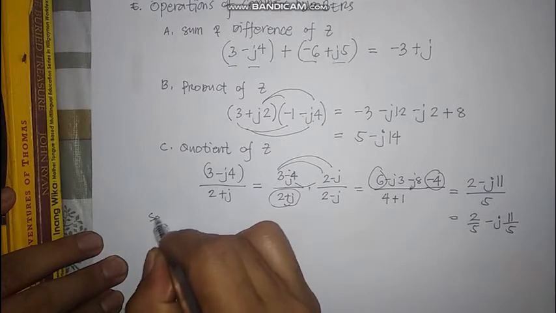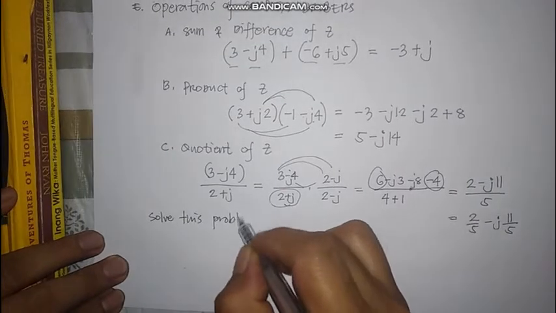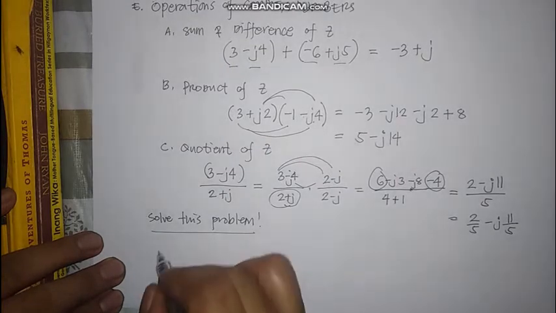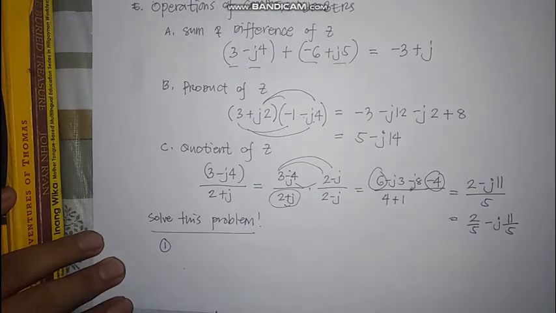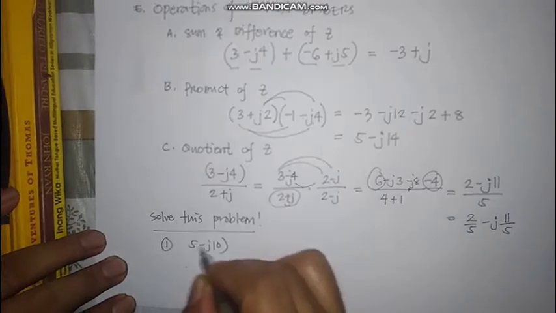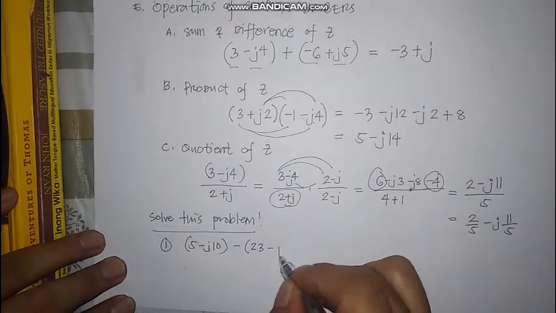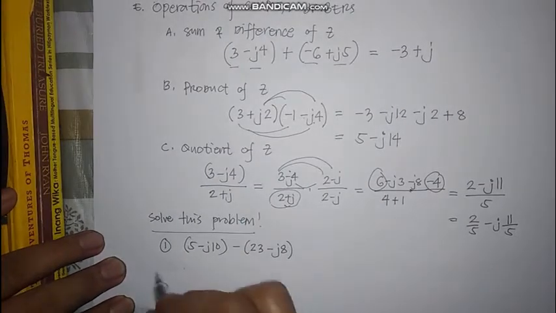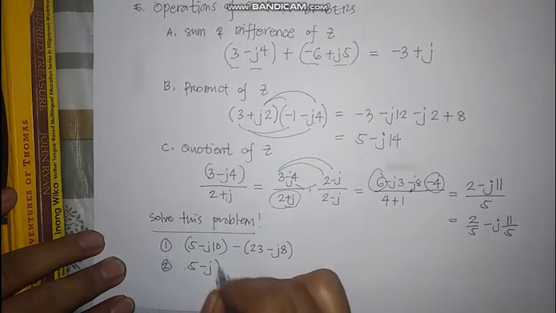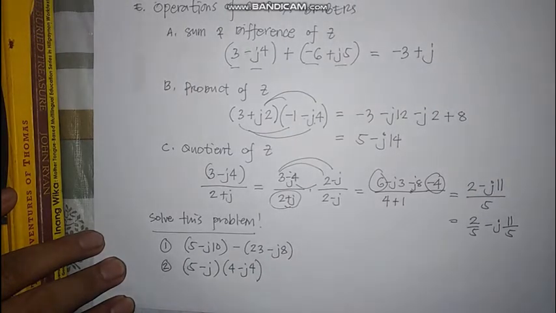Now it's your turn. Try to solve these problems. I will be giving 3 problems. For problem number 1, I have 5 minus j10 plus minus 23 minus j8. For problem number 2, I have 5 minus j multiplied by 4 minus j4.